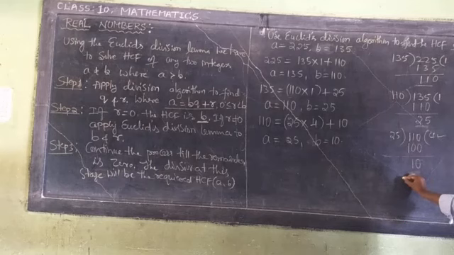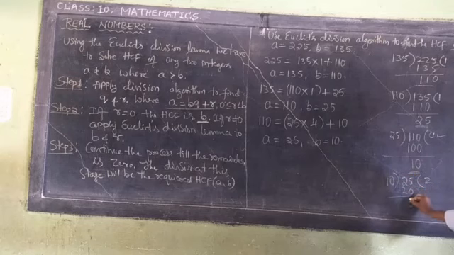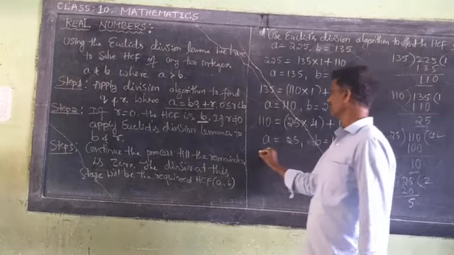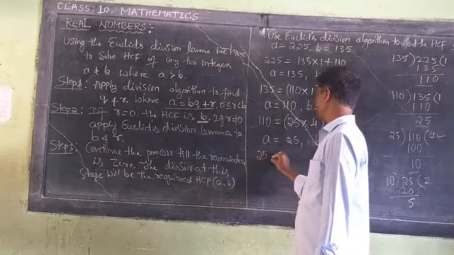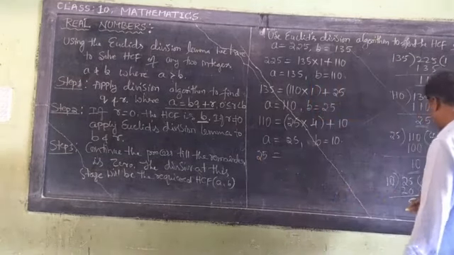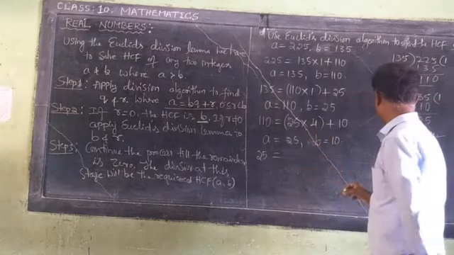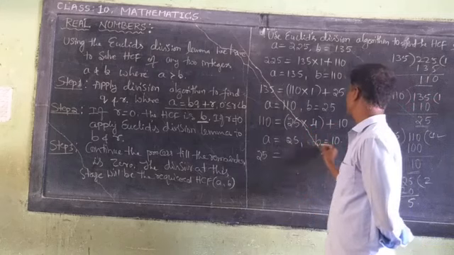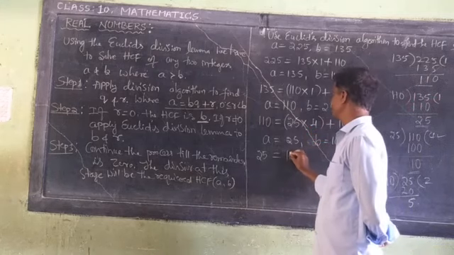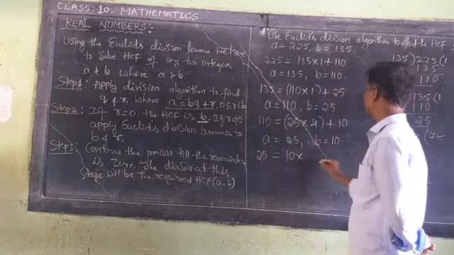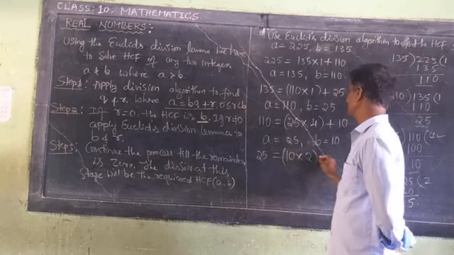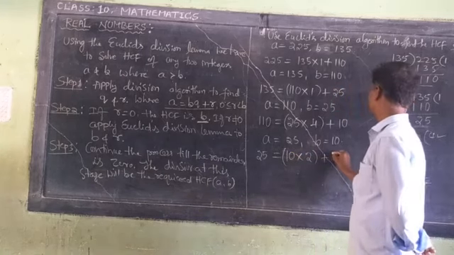So you can divide 25 by 10. 10 twos are 20, and 5 is the remainder. So now 25 is equal to the divisor 10, into how many times? 2 times. The quotient is 2 plus the remainder 5.